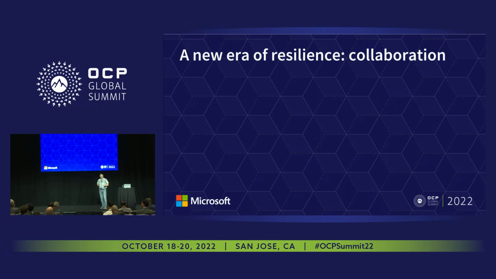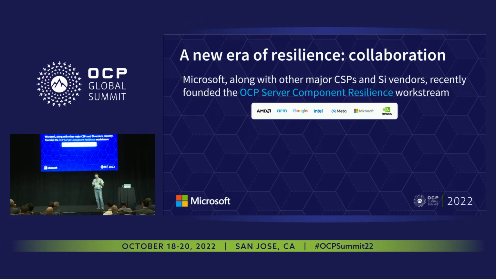Well, this is OCP, and the answer is collaboration. As you heard in a couple of the keynotes this morning, Microsoft, along with other major CSPs and silicon providers, have gotten together and we founded the Server Component Resilience Workstream.